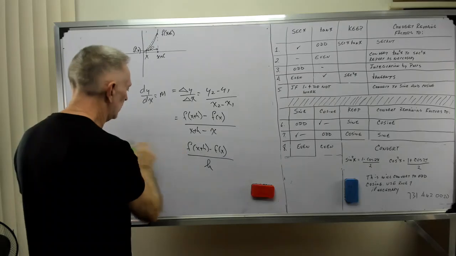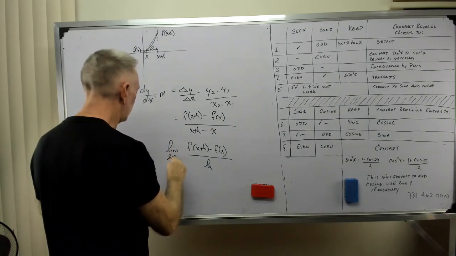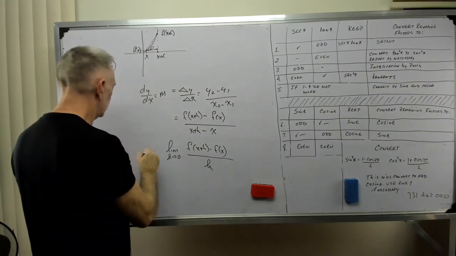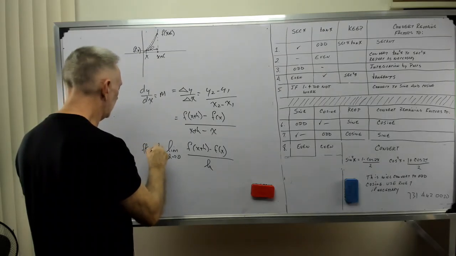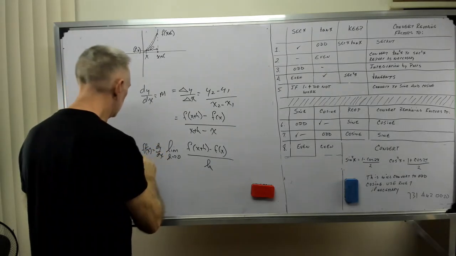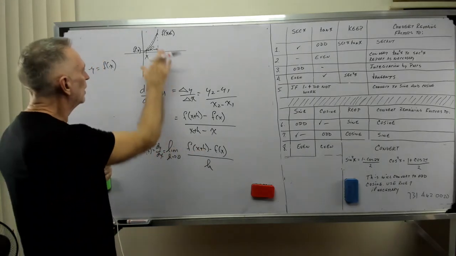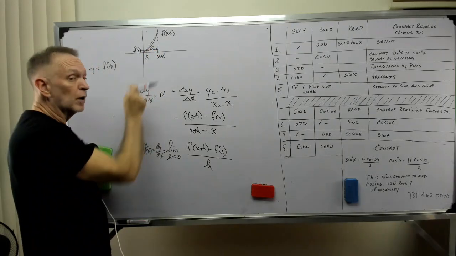So let me do this. Let me take the limit as h approaches 0 of that function. That is f prime of x, or dy dx. There are a lot of different ways to write that. It's the limit of that function as h becomes smaller and smaller and smaller.